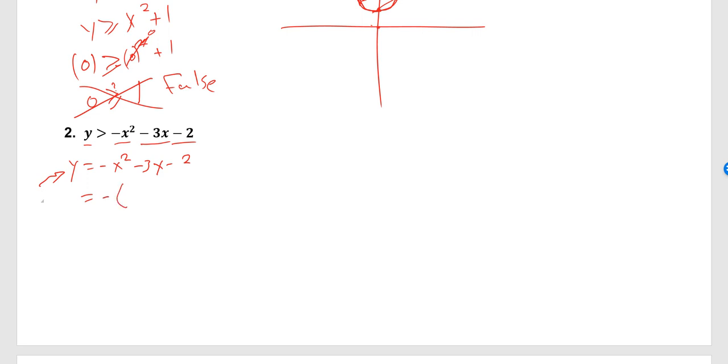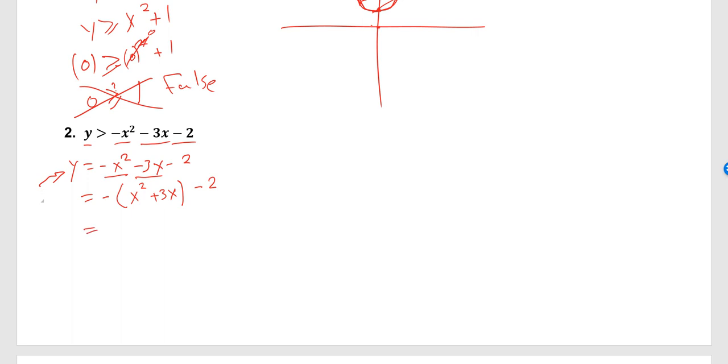So we have minus x squared plus 3x. Since I need to complete the square, I'm just going to factor out the negative from just the first two terms. And then I'm going to leave the minus 2 as is. Okay? So then, x squared plus 3x.